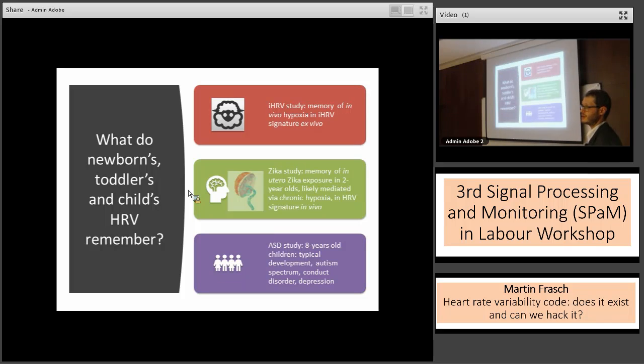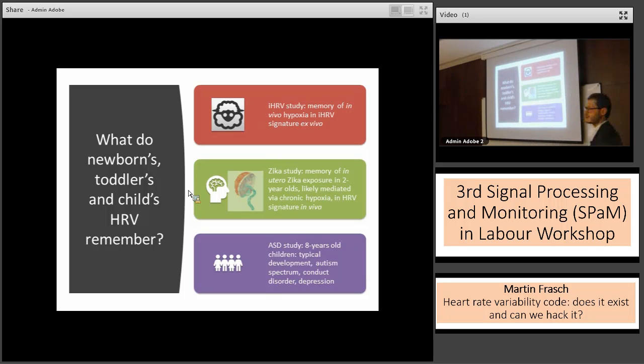We asked whether we can see heart rate variability features that are autochthonic or intrinsic to the heart itself without any innervation, and that is the case. And interestingly, there seems to be evidence of a memory of heart rate variability in animals that were exposed to hypoxia in utero compared to those that were not.